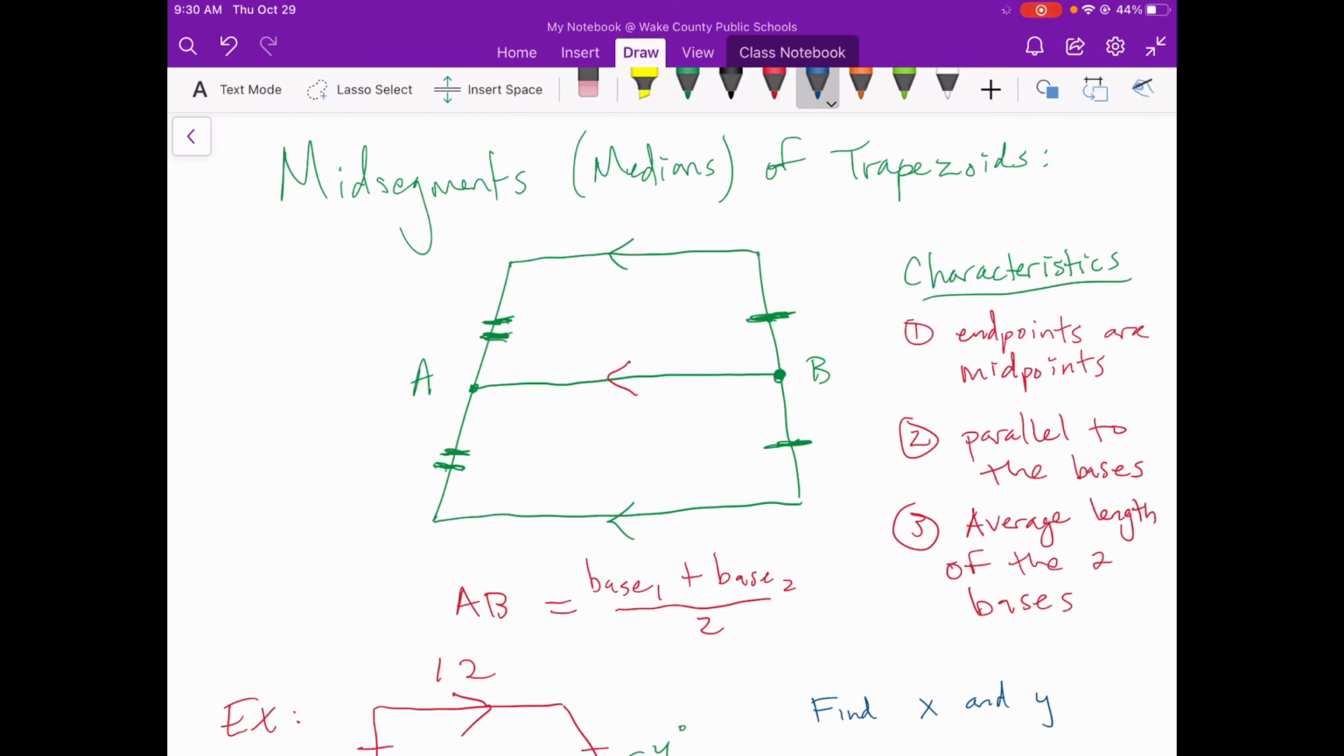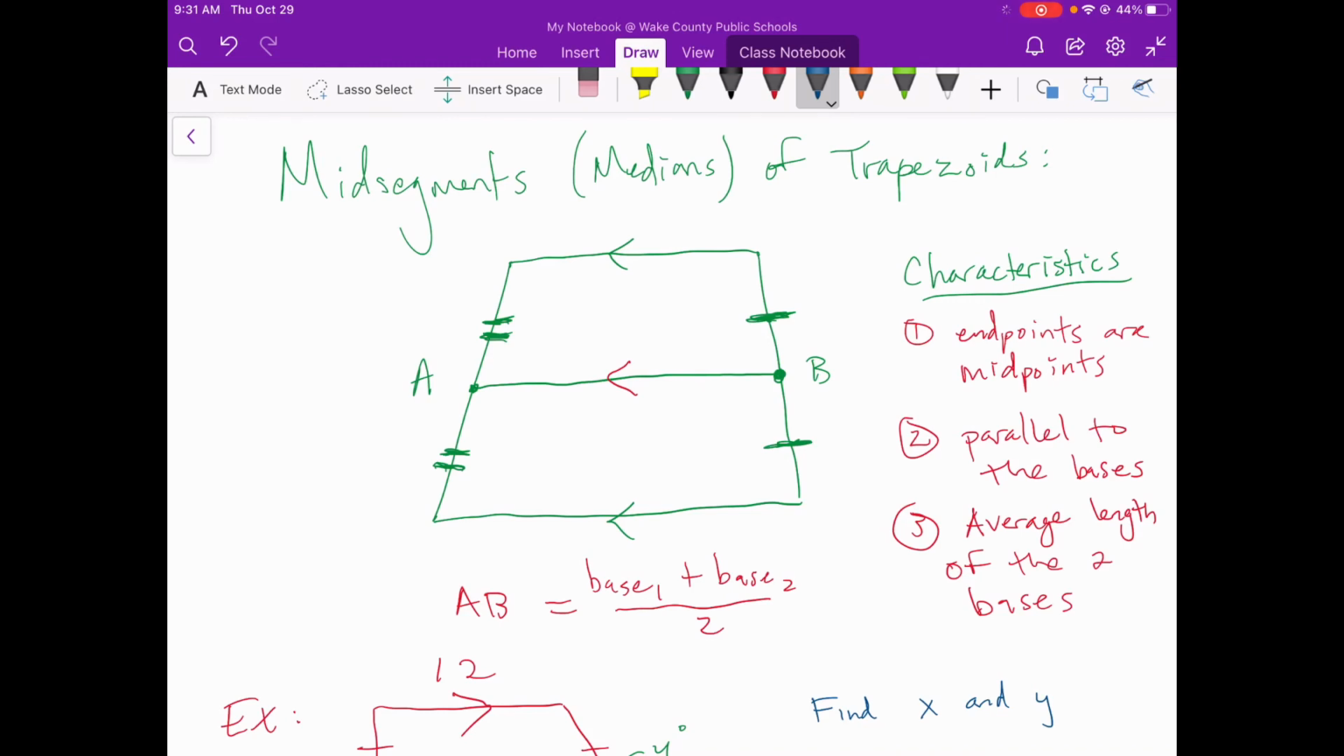So I got a list of the characteristics here for you. The endpoints are midpoints. So that's why you've got these congruent marks on here. I'm indicating that A is the midpoint of that left side and B is the midpoint of the right side. All right, that mid segment is parallel to the bases, so you could see the arrows marking all that. The length of AB is actually the average of the two bases. So if you know what the length of the two bases are, you can add them together and divide by 2, and that average, that right there in the middle value, is what the length of the mid segment is going to be.